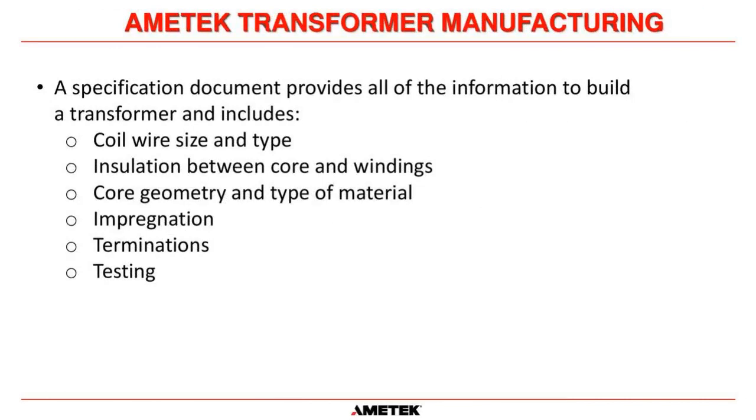So when we build a transformer, we start with a specification. There are several pages in the spec. The specification will call out the coil, wire size and type, insulation between the core and windings, core geometry, meaning the size and the type of the steel used in the core. Transformer cores have a variety of different types of steel you use depending on what you need. Thinner, thicker, different types of steel for the application.